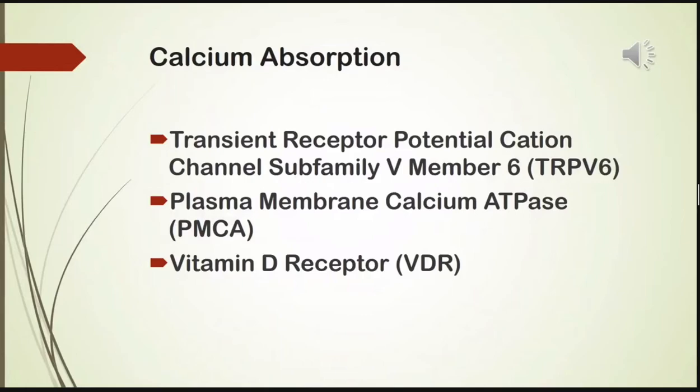TRPV6 stands for Transient Receptor Potential Cation Channel, subfamily V, member 6. PMCA stands for plasma membrane calcium ATPase, and the VDR in the diagram stands for the vitamin D receptors.